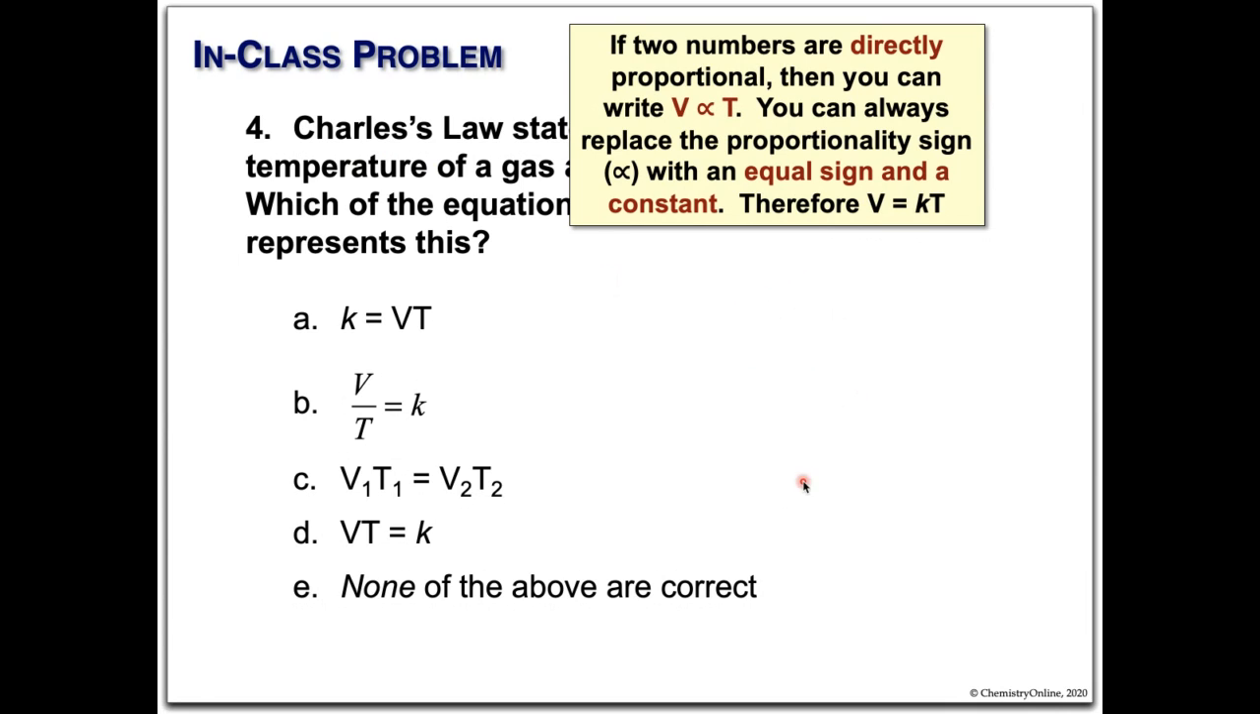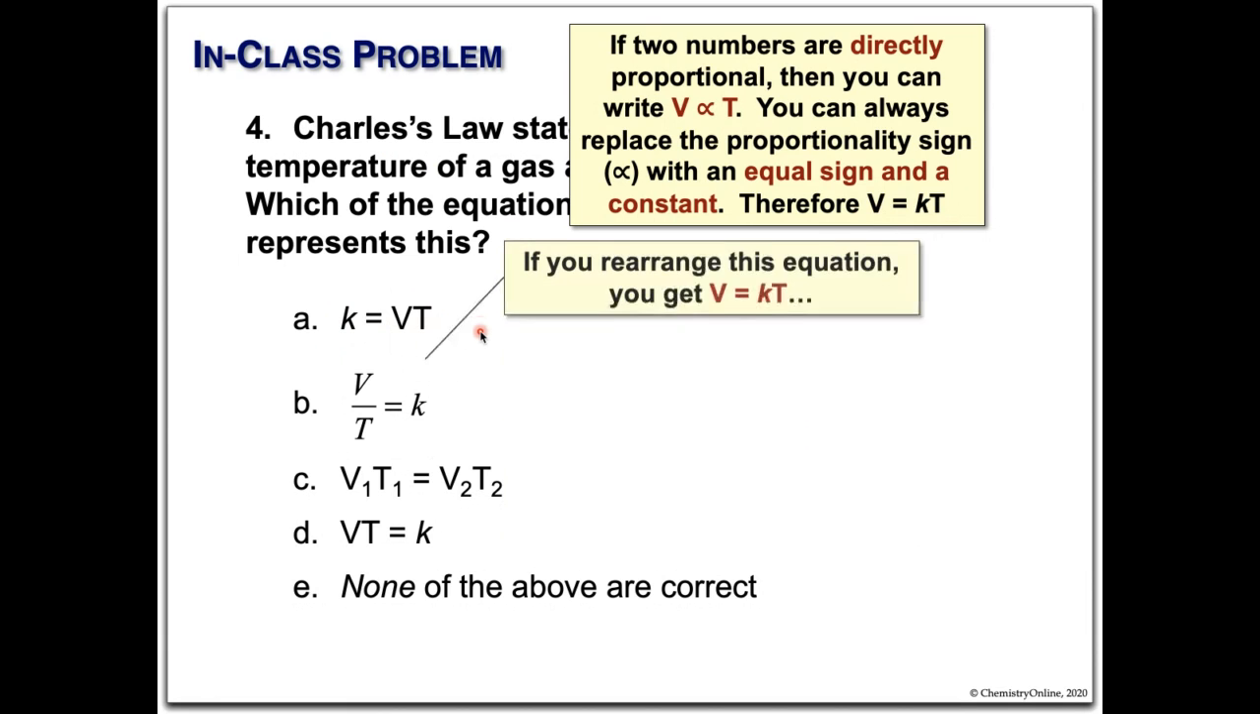So, which of these tells us that? Well, is K equal to VT? That's not quite this equation, is it? V is equal to KT, not K equal to VT. So no, this one doesn't work.